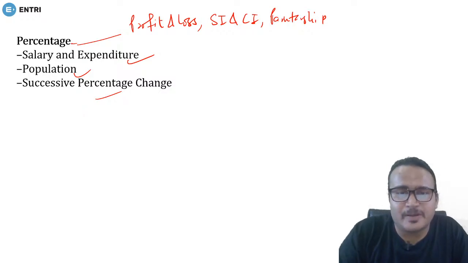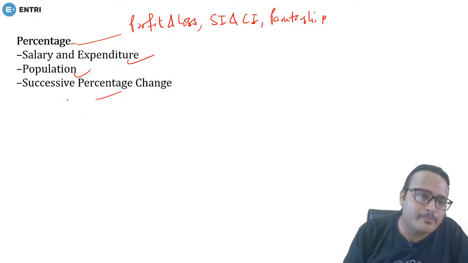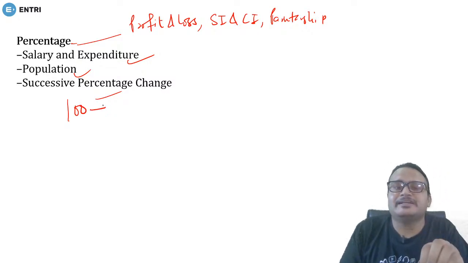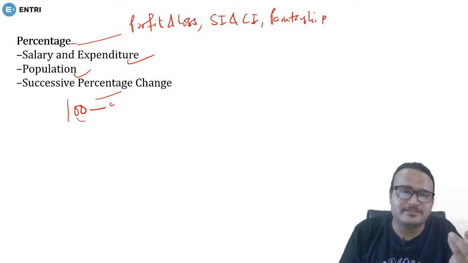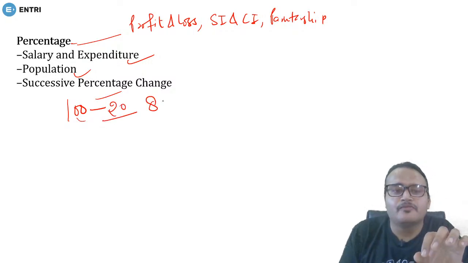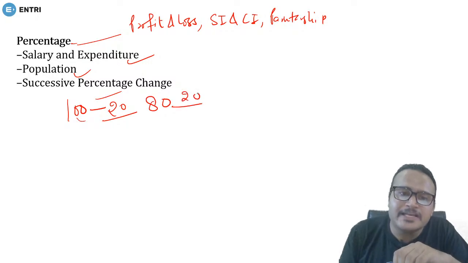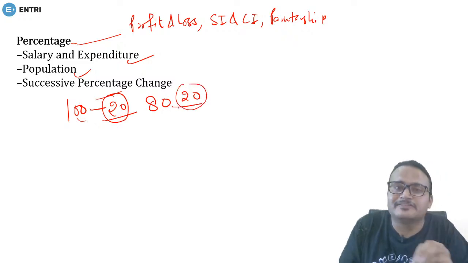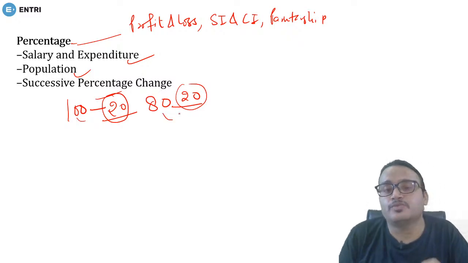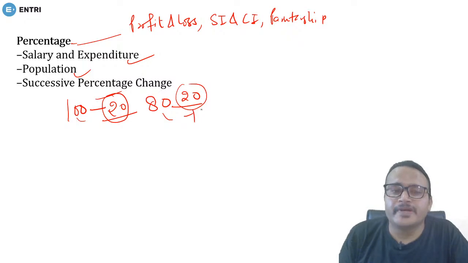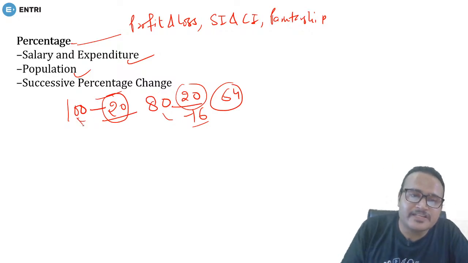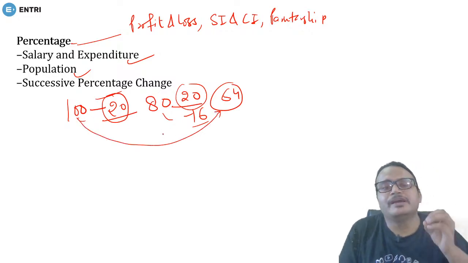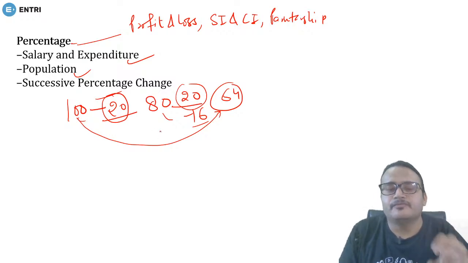percentage to percentage change. Percentage to percentage change means if there is a number 100, and 20% is being decreased from this number, that means 20 is being decreased, so finally 80 will be there, and again 20% is decreased. So this is what successive percentage is. First 20% is decreased and then again 20% is decreased. If we deduct 20% from this, that means we need to decrease 16 from this. So 80 minus 16 is what? 64. So the successive percentage will be 100 to 64 if we deduct 20% twice.